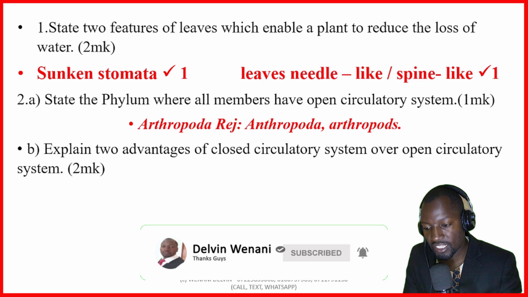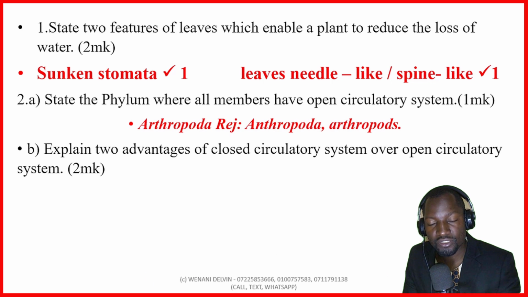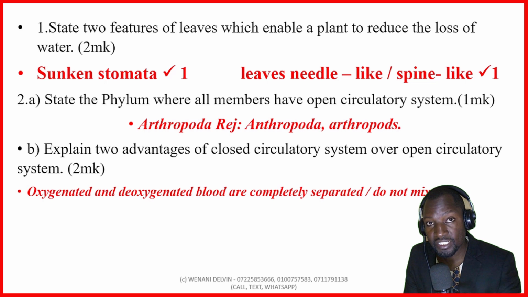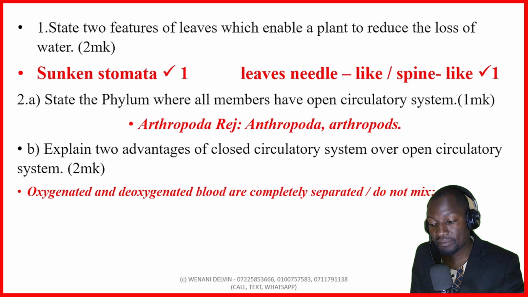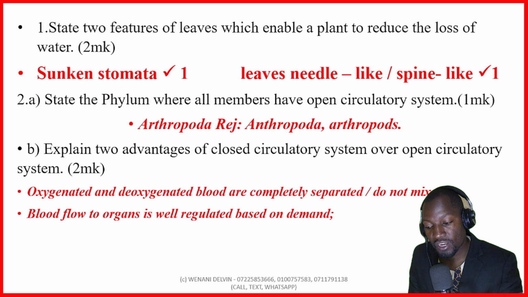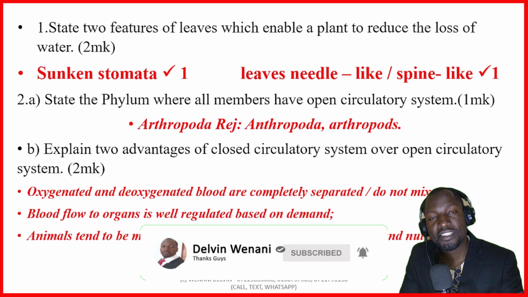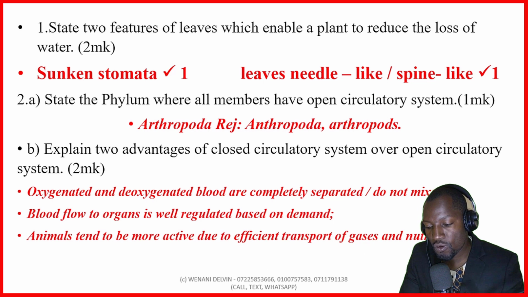Advantages of closed circulatory system over open circulatory system. Oxygenated and deoxygenated blood are completely separate, and therefore they do not mix. Number 2, blood flow to organs is well regulated based on demands. And then number 3, animals tend to be more active. Why? This is due to efficient transport of gases and nutrients.